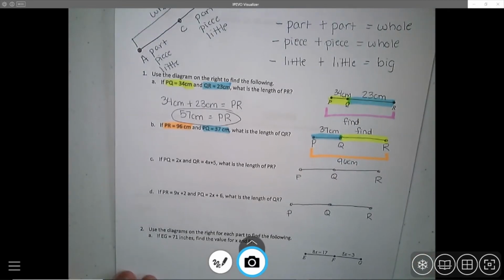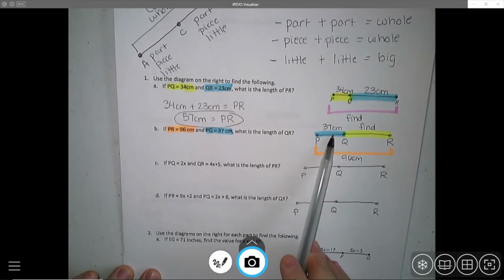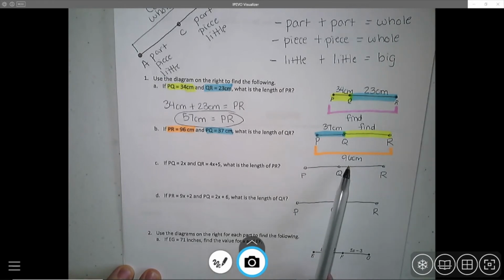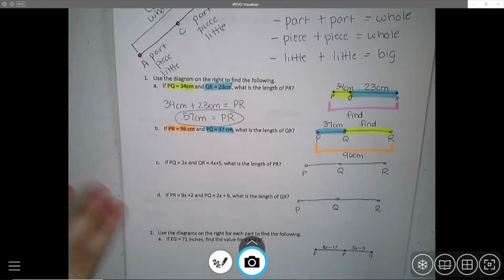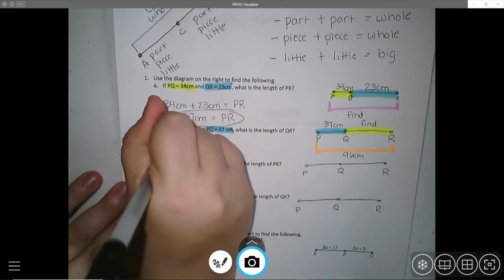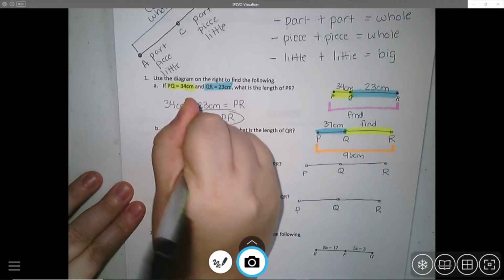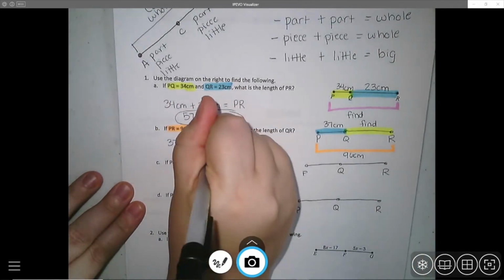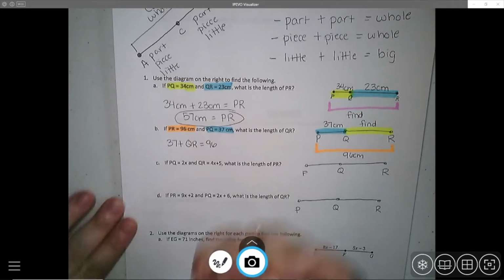Okay, I'm going to remember piece plus piece equal whole. Little plus little equal big. Notice my blue and my yellow lines were a lot smaller than this orange line. So little plus little equals big. So little 37 plus little, the other little is that QR, equals the big, which is 96. Okay, I don't always need to include the centimeters, the inches, the unit of measure. I can do it just simply with the numbers.